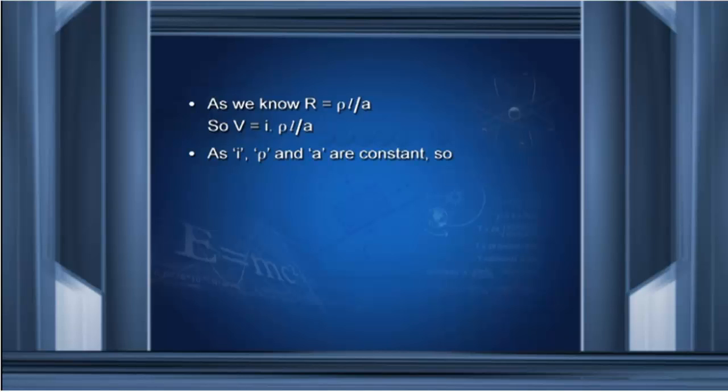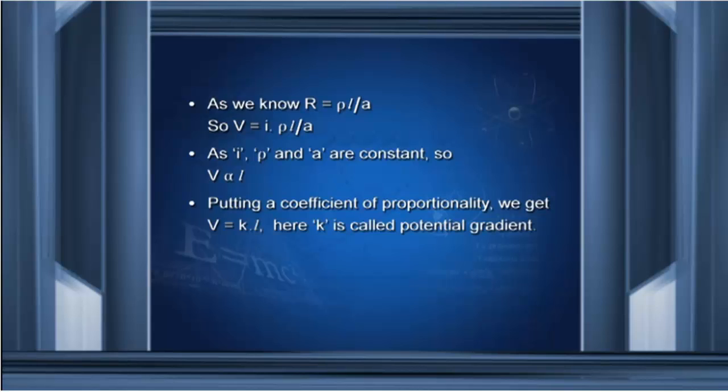As I, rho and A, the area of cross section, are constant, we can say V is directly proportional to L, the length of the wire. Putting a coefficient of proportionality, we get V equals K into L. Here K is a constant called potential gradient. Its SI unit is volt per meter.